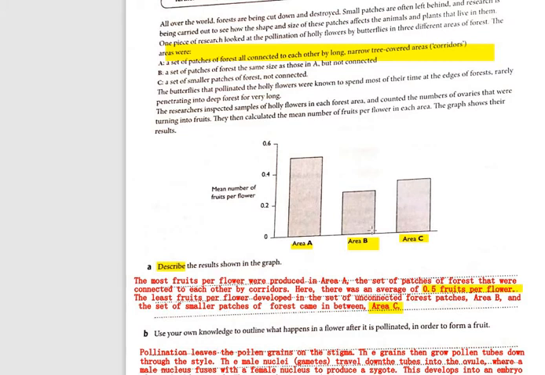And then the least fruit per flower, which is area B, you guys can mention, which is 0.3. That is actually not necessary, but you can if you want to be on the safer side. About 0.3 fruits per flower in area B, and that is because it developed in the set of unconnected forest patches, which is again a set of patches of forest of the same size but not connected. Alright, and then a set of smaller patches of forest came in between, area C. So basically the highest is area A, the smallest area B, and in between area C. So you can coordinate this.